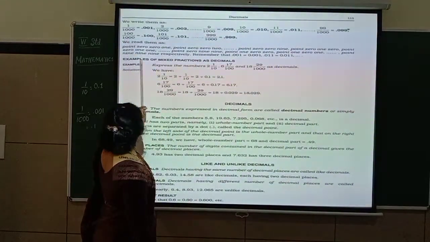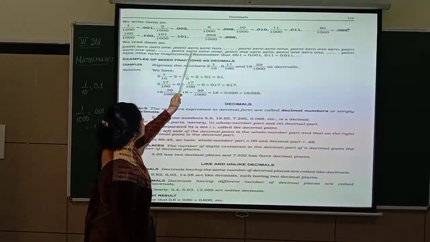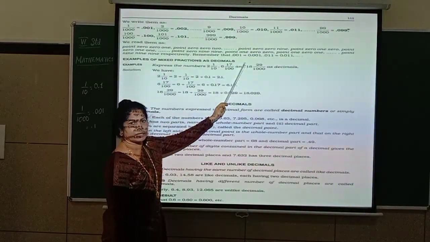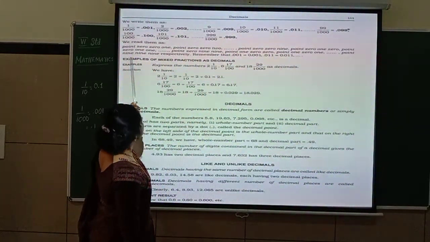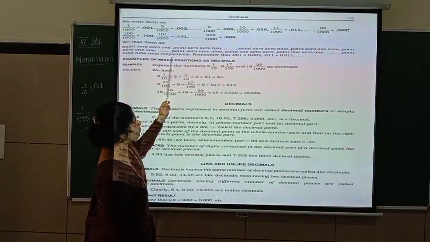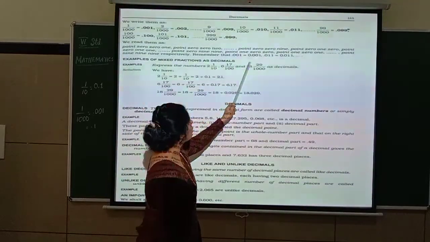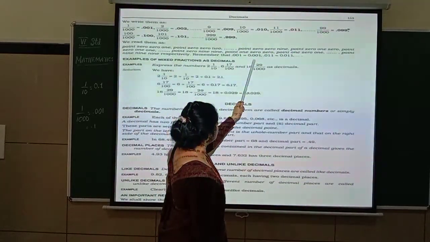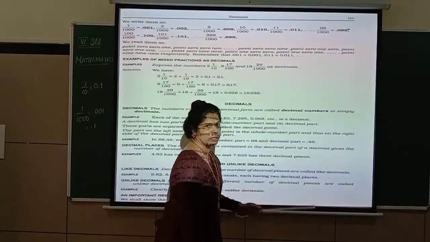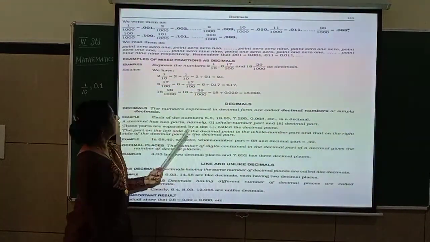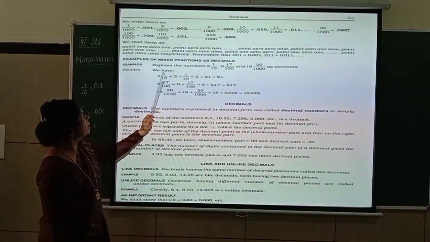Okay, now coming to the next one. We read them as 0.001, 0.002, 0.003. Like that you should read. Okay. So finally what is that? 0.999 respectively. Remember that 0.001 is read as 0.001, and 0.011 is read as 0.011, and so on. Now, examples of mixed fractions as decimals.